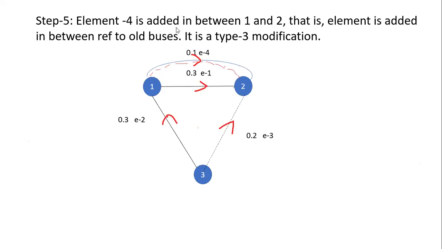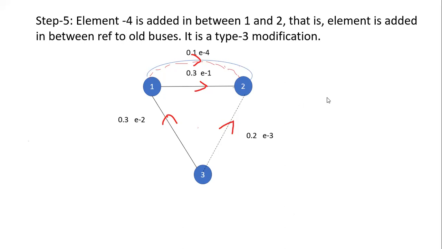These are the various steps that will be followed for the addition of the elements in between the different nodes. Then we observe which type of modification is used for adding those elements. It is one of the important criteria for the formation of the Z-bus building algorithm. That's why first of all we remember the formulas related to the type 1, type 2, type 3, and type 4 modifications.